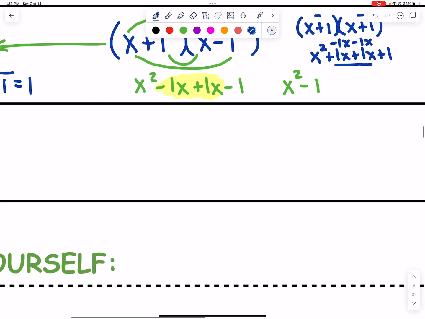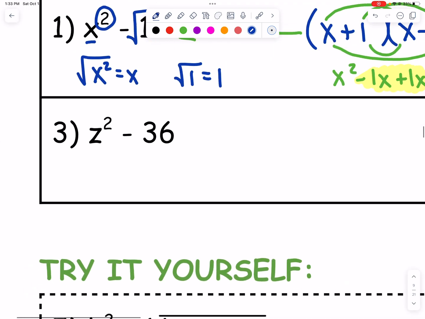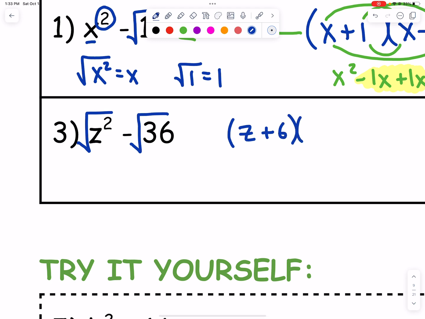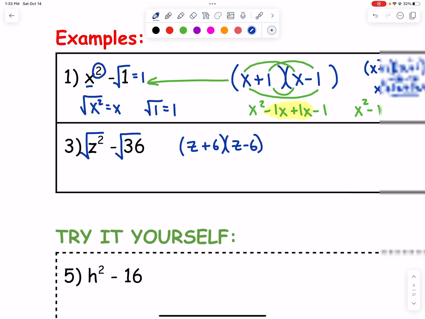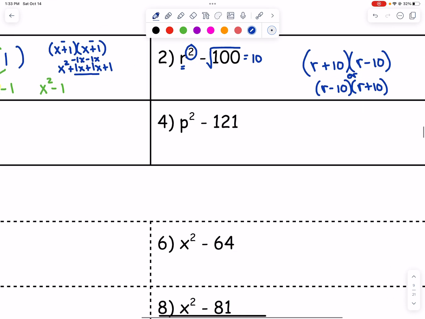All right, so let's look at z squared minus 36. So we notice those are perfect squares and there's a minus sign. So take the square root of each one and put z plus 6 and z minus 6. And it's as simple as that. So once you get used to this method, it does work pretty quick.